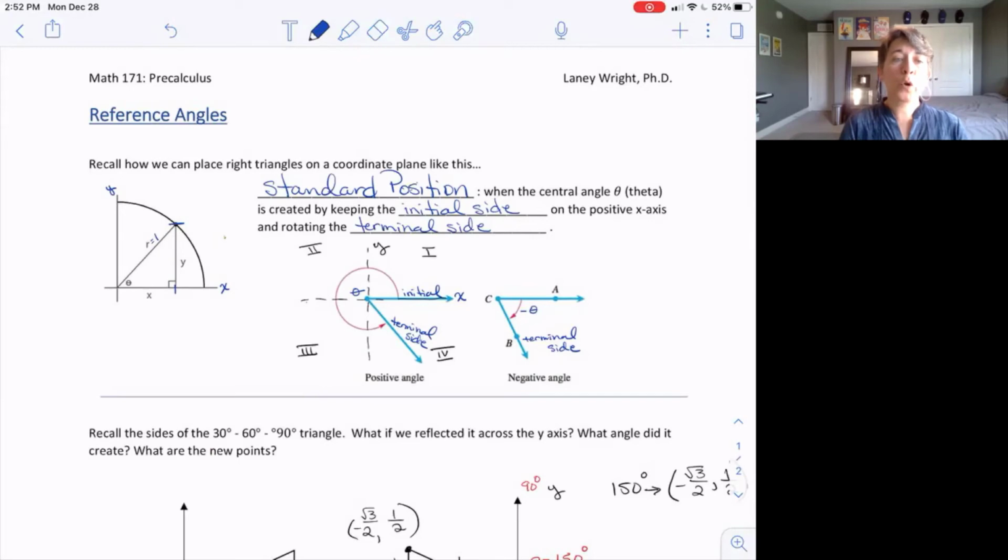So again, before you start on this section for reference angles, be sure that you have memorized those points for the 30, 60, 45 degree angles from section 1.0.2 special angles in radians.